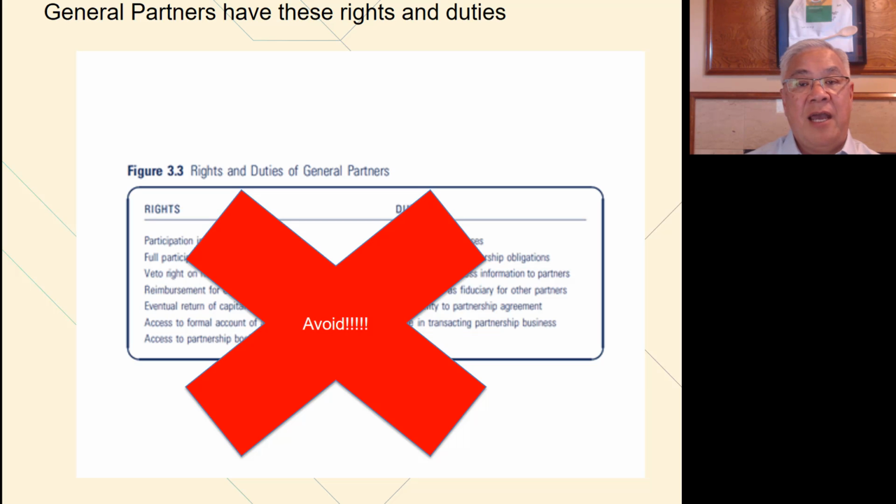And I strongly advise that you not form a general partnership unless you're absolutely sure of the risks and you're willing to take those risks. But I would strongly argue against being a general partner.